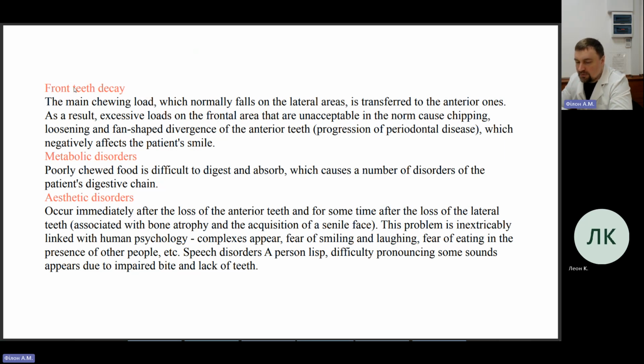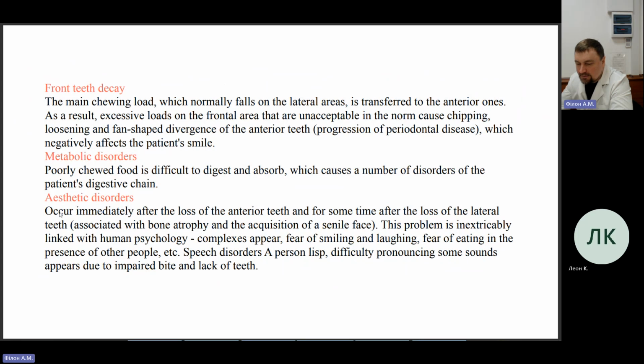Metabolic disorders. Poorly chewed food is difficult to digest and absorb, which causes a number of disorders of the patient's digestive chain. It's about chronic diseases, and the problem is the stomach. I was telling that before. I'm not going to stop on it.